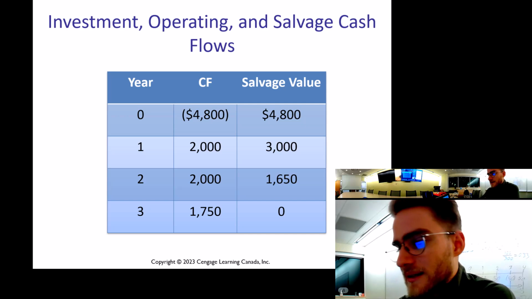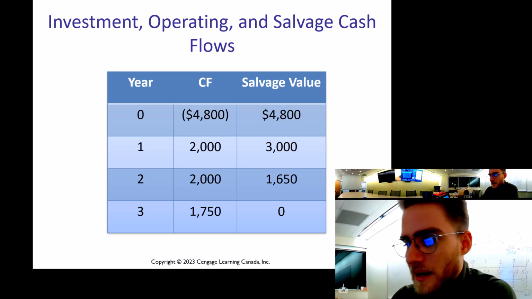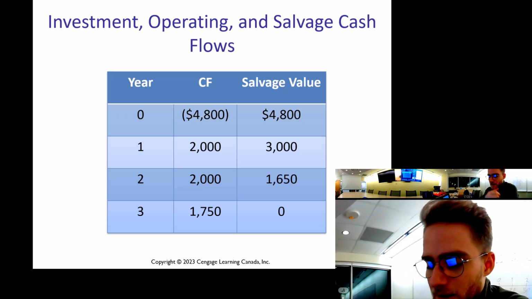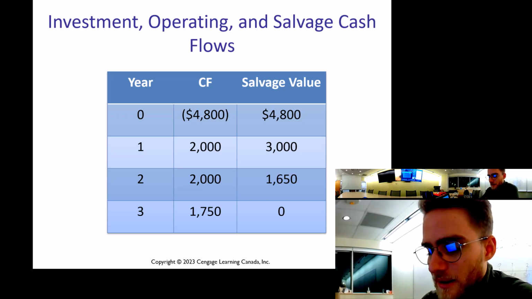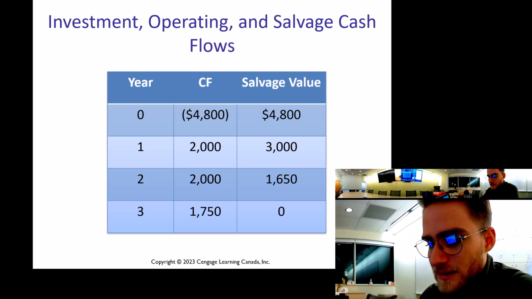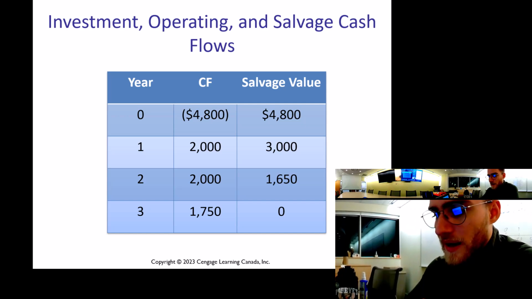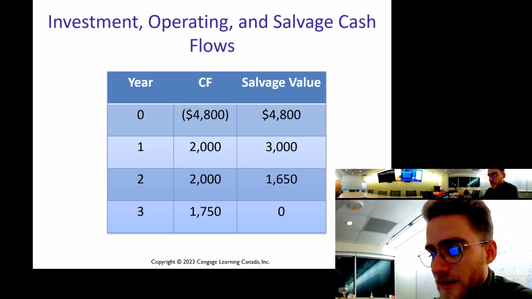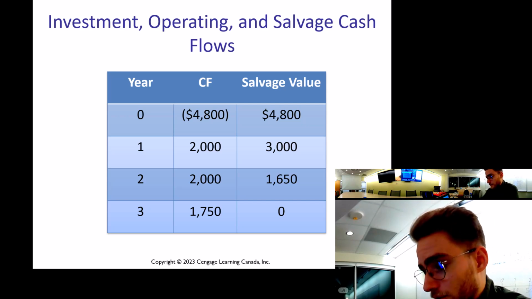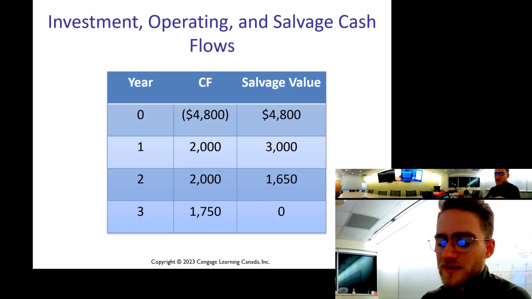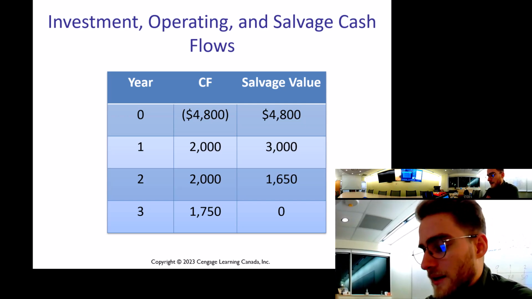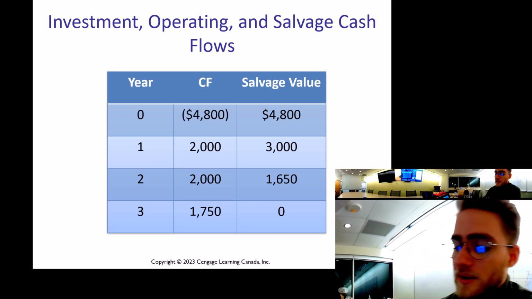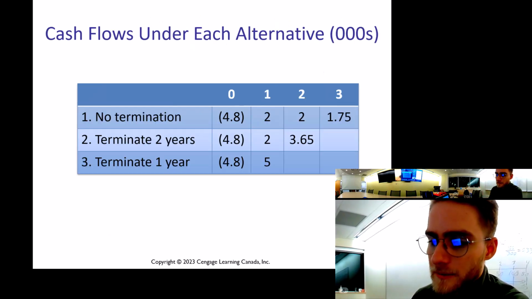In this case, I look at the cash flows for a piece of equipment that I buy, and what I initially pay for the equipment, right? So I initially pay $4,800 in year 0, and then I earn $2,000 in year 1, $2,000 in year 2, and then $1,750 in year 3. My salvage value at year 0 is just the value of the equipment, 4,800. My salvage value at year 1 is basically the fair market value, what I could sell the equipment for. I could get 3,000 for the equipment in year 1, or I get 1,650 in year 2, or I could get $0 in year 3 and just burn it right out, right?